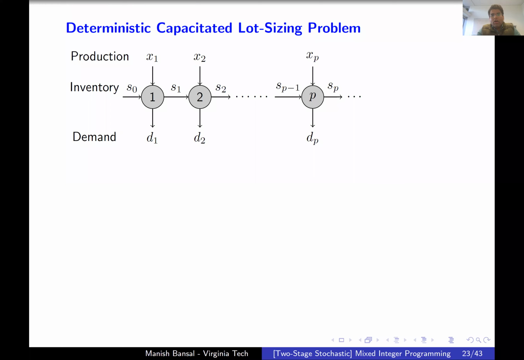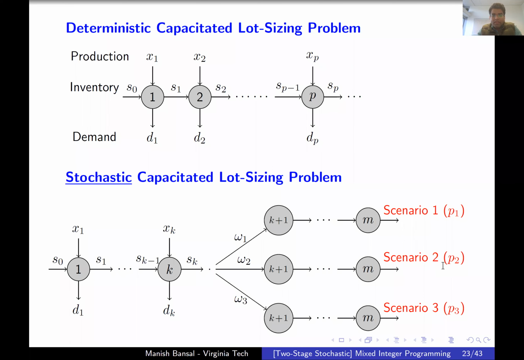Okay, so all along when I was discussing the lot sizing problem, I was assuming that the demand in each time period is known. But what if I don't have the complete information about the demand? What if for the initial k time periods, I know the demand, but for the remaining time periods, I do not have the exact information about the demand?